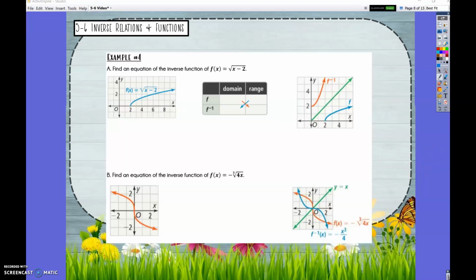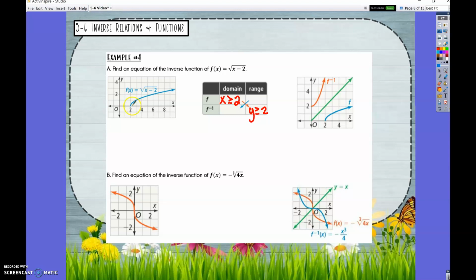Example 4 kind of puts it all together here. We see the square root of x minus 2. It should look familiar from our graphing in section 5.3. It's shifted to the right 2. Our domain, we know all the x values go from x is greater than or equal to 2. Therefore, that's going to be our range. So our range then, when it switches, now we will say our y values will be greater than or equal to 2, because remember the x and the y switch places.